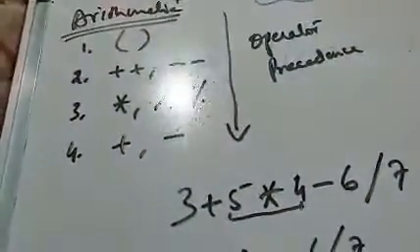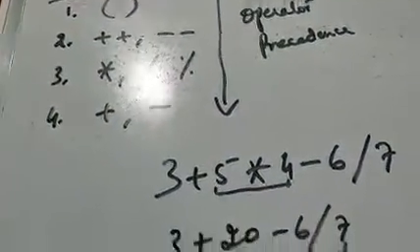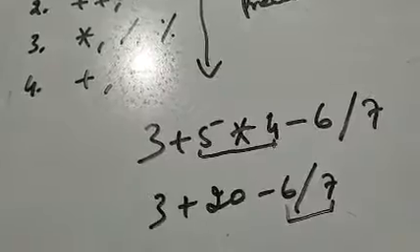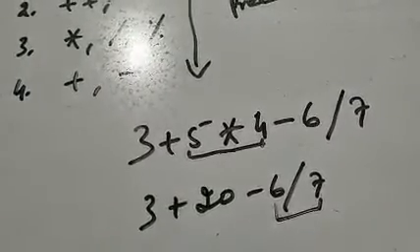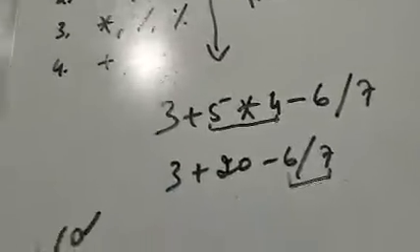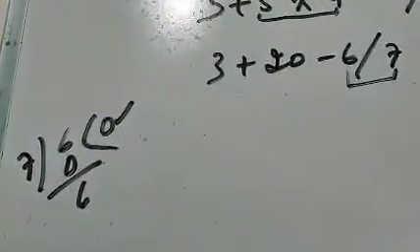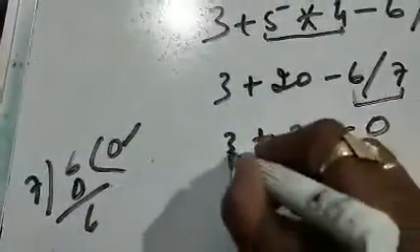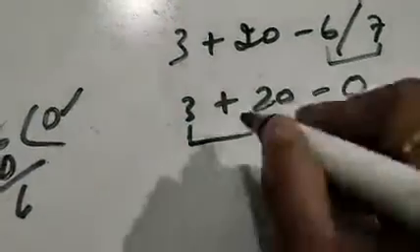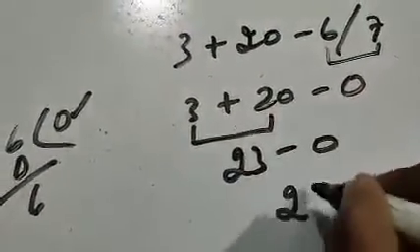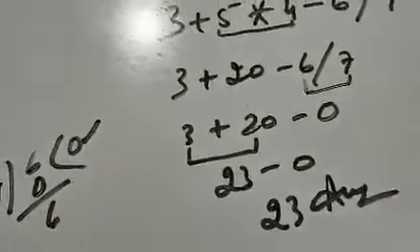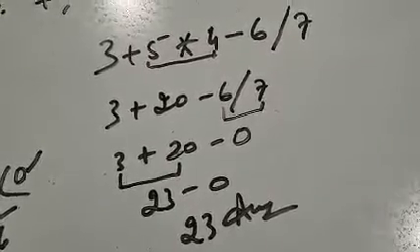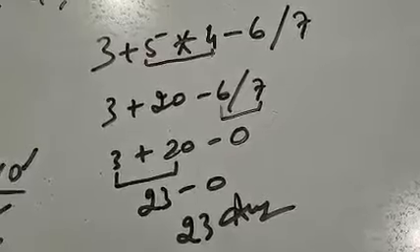6 divided by 7, mathematically you get 0 point something, but in case of Java, whole number divided by whole number will always give you a whole number, that means 0. So 6 divided by 7 will give you 0, so we have 3 plus 20 minus 0. 3 plus 20 is 23, minus 0 will give you the answer as 23. So this is how we solve them. I guess you have understood how 23 has come as the answer.